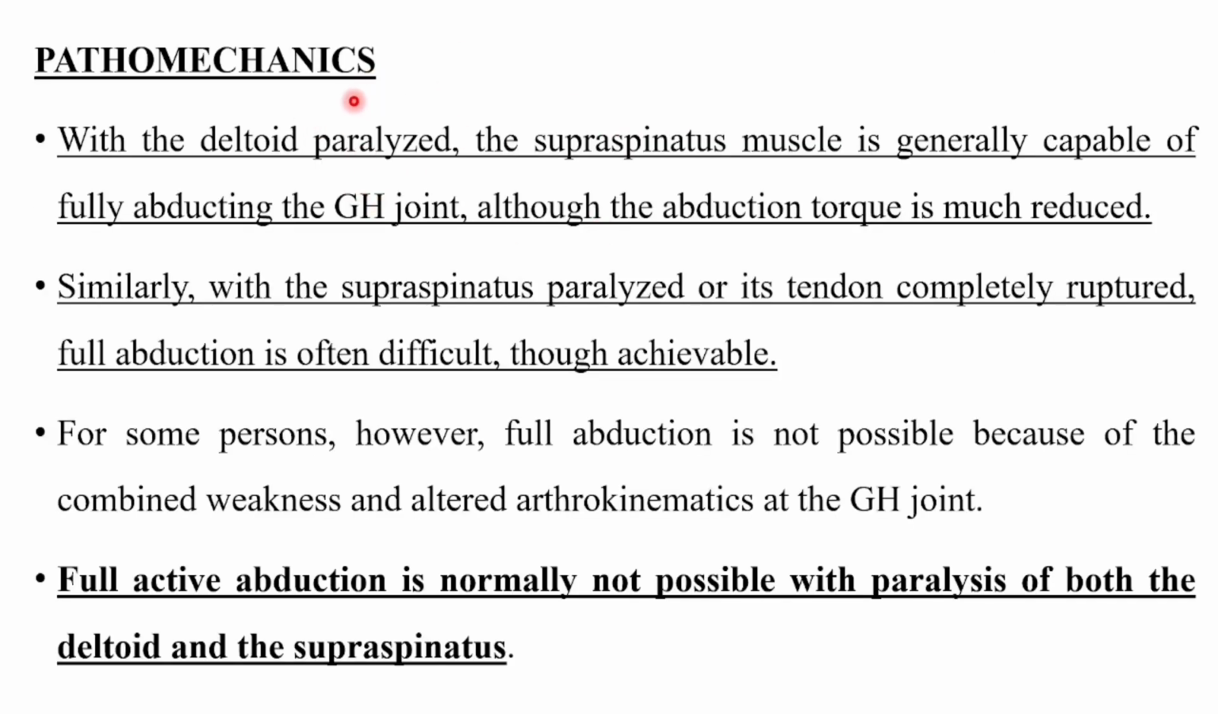So coming to the pathomechanics. In case of deltoid paralysis, the supraspinatus muscle is generally capable of fully abducting the glenohumeral joint, although the abduction torque is much reduced. Similarly, with the supraspinatus paralyzed or its tendon completely ruptured, full abduction is often difficult, although it can be achievable. For some persons, however, full abduction is not possible because of the combined weakness and altered arthrokinematics of the glenohumeral joint. Full active abduction is normally not possible with paralysis of both your deltoid and supraspinatus. So if both muscles are paralyzed, full active abduction may not be possible.